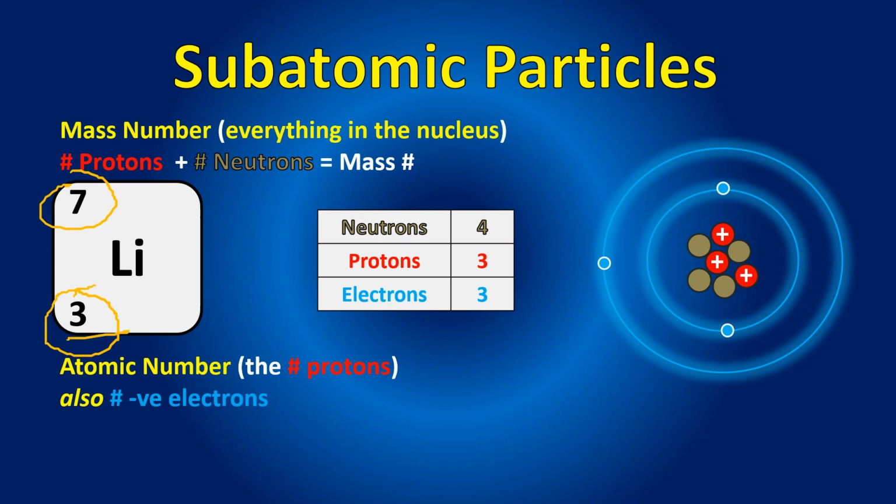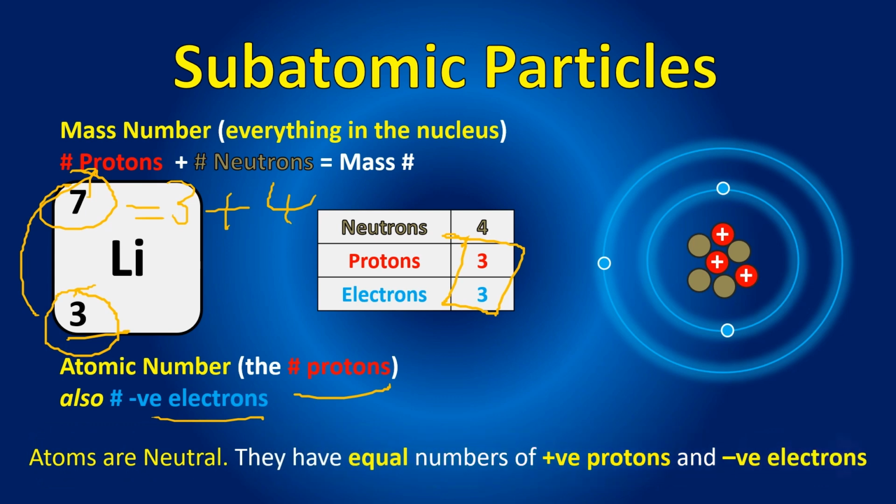Now the atomic number is also known as the proton number, and the number of protons is also equal to the number of electrons. So if we take these 3 positive protons and put them up there, we need 3 positive protons plus 4 neutral neutrons to equal the 7 for the mass number. The other thing to remember is that whatever this proton number is, the atomic number 3, it's also going to be the number of negative electrons, and that is because atoms are neutral overall. And when you get asked that question, and you will be asked the question, you just say they have equal numbers of positive protons and negative electrons.